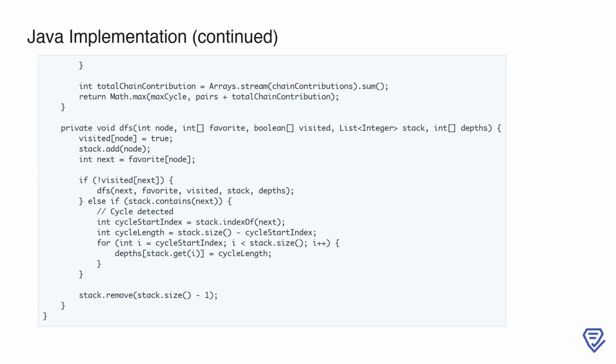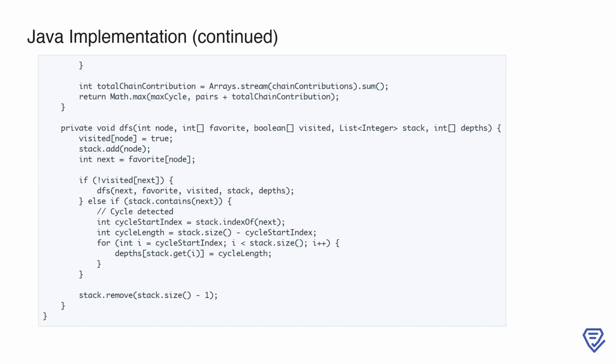Finally, we calculate the total contribution from all chains using the sum of the chain contributions array. To determine the maximum number of employees that can attend the meeting, we return the greater value between max cycle, which represents the largest cycle detected, and the sum of pairs plus total chain contribution.